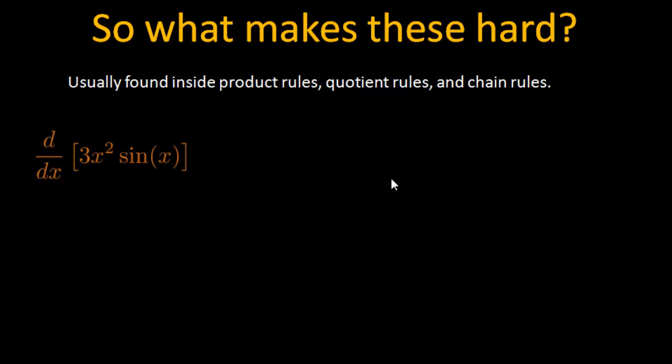So let's go ahead and start with an example. Why would taking the derivative of trig functions be difficult? It's mainly when you have them inside product rules, quotient rules, and chain rules. So here's an example of one where it is in a product rule. Notice you've got 3x squared times sine x. So let's go ahead and do this problem.